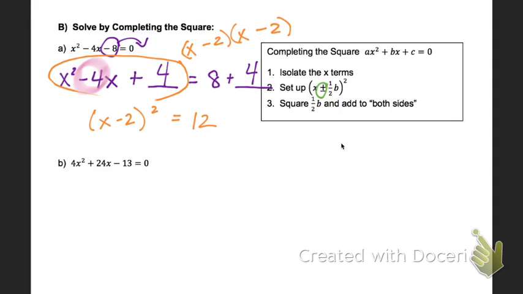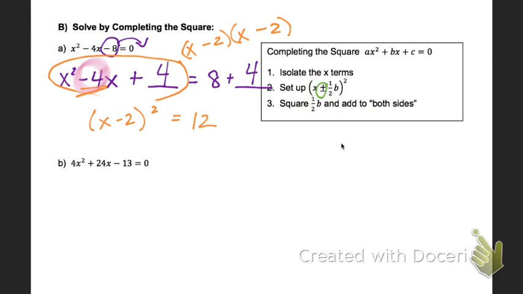So how do we find the number that goes in the blank? You half the middle term, or you half this term. And we don't include the negative. You did include the negative, because you halved it. No, you half the negative 4.